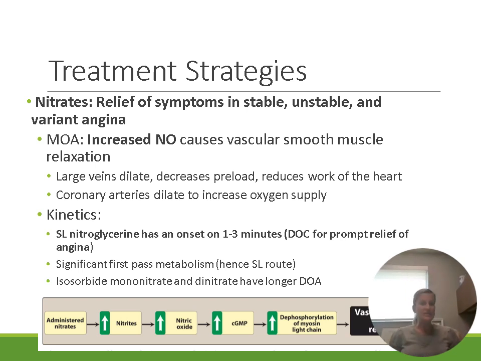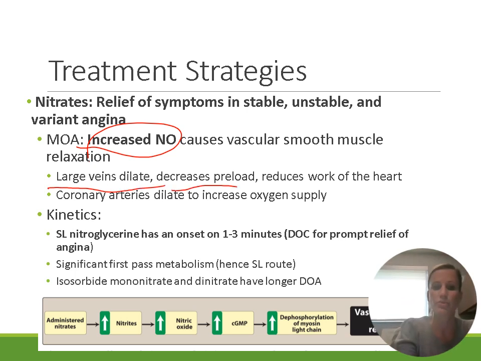Nitrates relieve symptoms in stable angina, unstable angina, and variant or Prinzmetal rest angina. The way that they work is by increasing nitric oxide. Nitric oxide is a pretty potent vasodilator. It causes vascular smooth muscle relaxation. So this is actually beneficial in a couple different ways. One, large veins dilate. This decreases preload, which reduces the work of the heart.